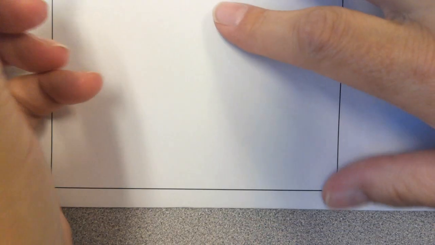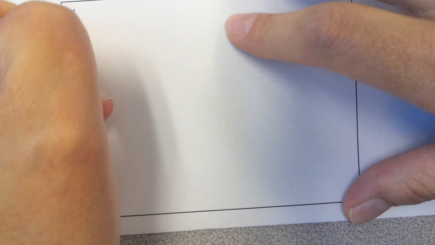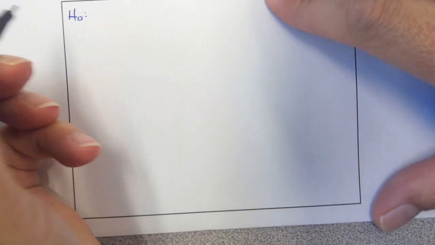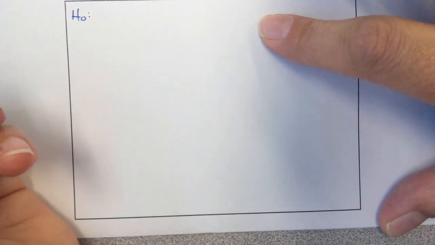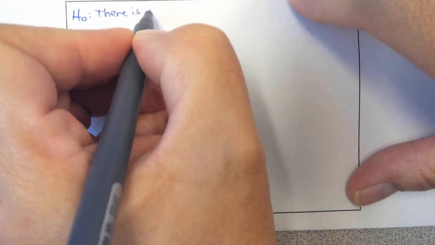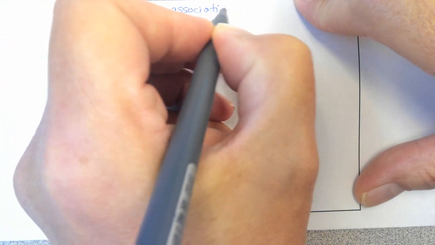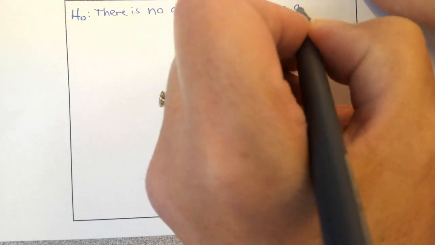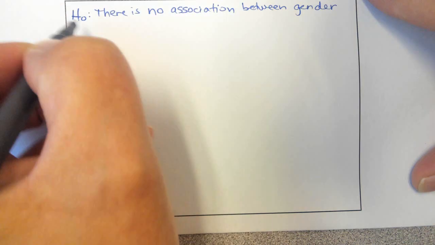All right, so the null hypothesis. This one's the easiest one to write. There's not an association. That's what we want to say. So there is no association. Nothing interesting is going on. No association between gender and rank.